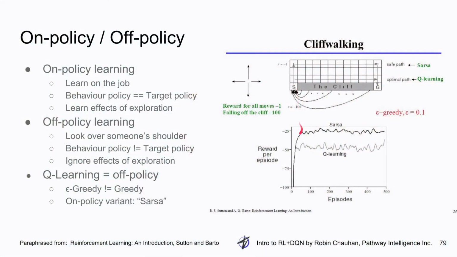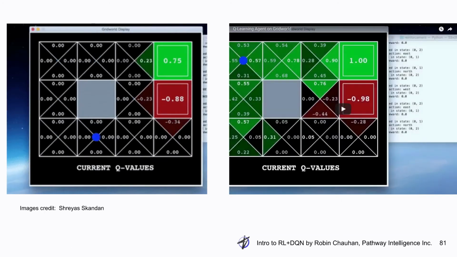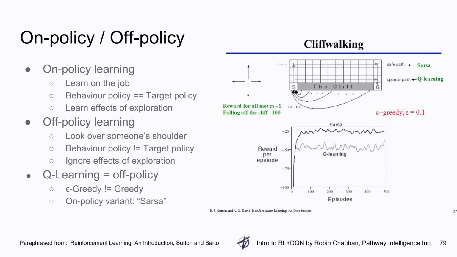Oh, in the reward, yeah, because it's not falling off the cliff. It never falls off the cliff as it's training. As it's training, it learns not to go near the cliff, right? So epsilon greedy keeps it safe. Well, I think this is while it's still training. So it's still falling off sometimes.